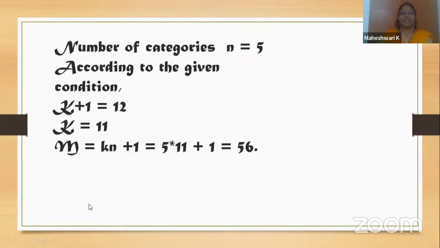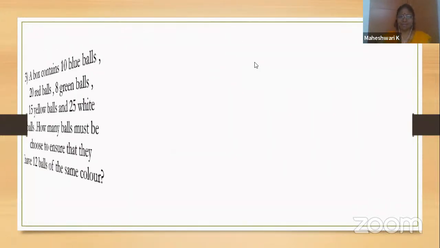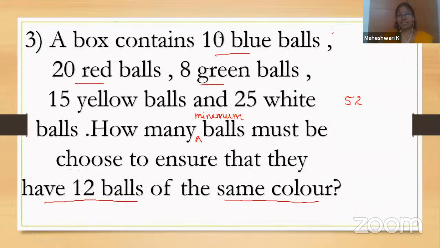So k is 11. Now substituting m is equal to kn plus 1, that makes your whole work easy. And whatever was the logical thinking, great. Can someone also elaborate logically how we get that figure?